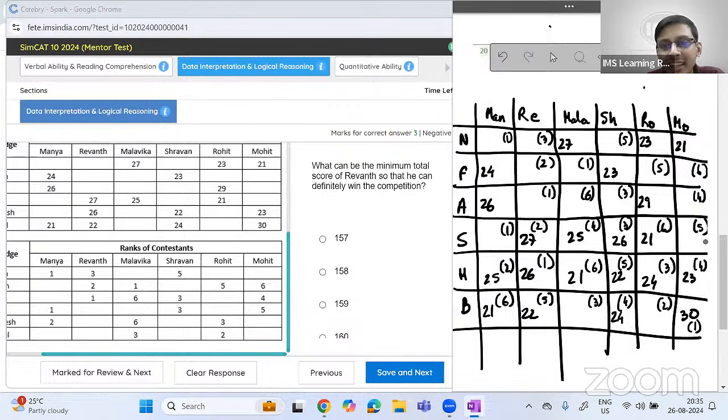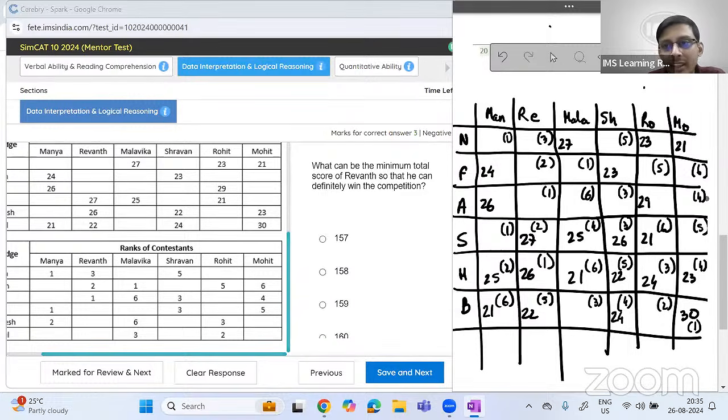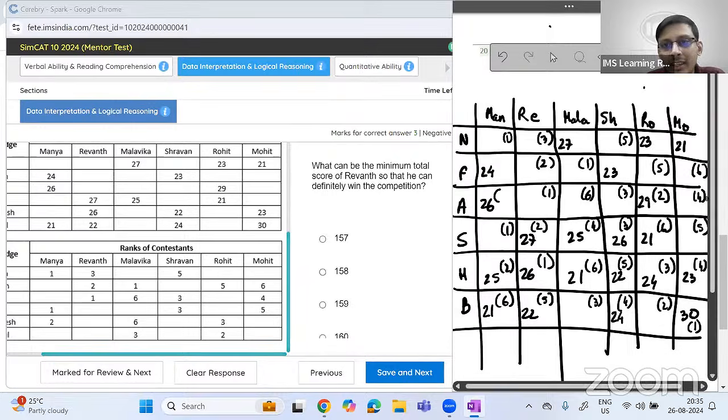Okay, 1, 3, and 6 are there. So 2, 4, and 5 are not there. Okay, 1, 6, 3, and 4 are there. So 2 and 5 are not there. Clearly, this will be 2, and clearly, this will be 5. 2 is 29, so 1 will be 30. Now, what else?